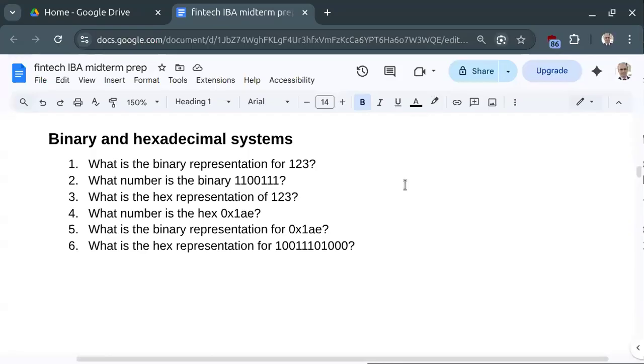Okay, so the first type of topic is binary and hexadecimal systems. As we said, in order to be able to understand how Bitcoin, but not only Bitcoin, all fintech platforms work, you need to be able to understand the binary and hexadecimal representation of numbers, okay? Because this is how things are done inside the computer.